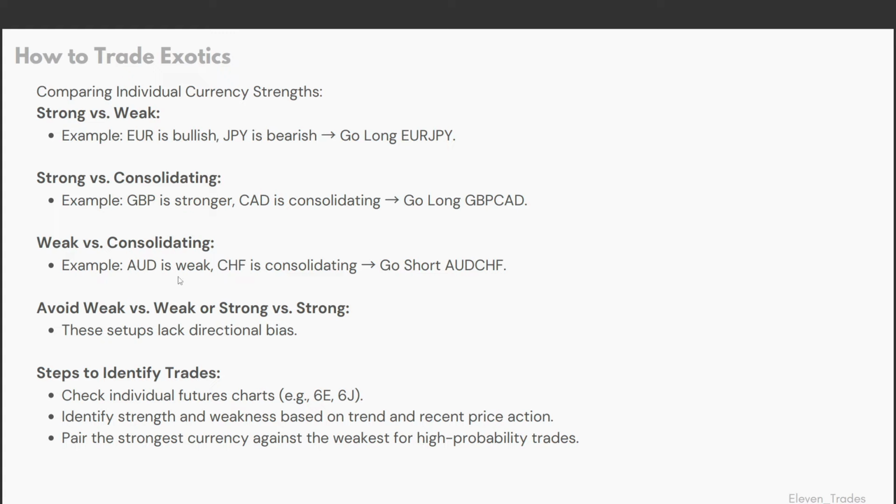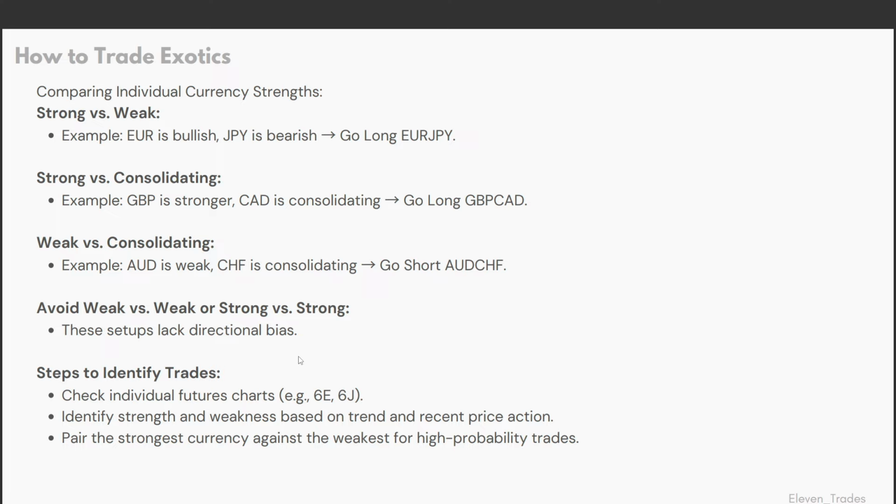Now weak versus consolidating. In this example, if the AUD is the weak pair and the CHF is consolidating, we will short the AUD because the AUD is dominating the CHF, which is consolidating, and it will move to the downside. Now you will avoid the weak versus strong pair, the weak versus weak pair, and the strong versus strong pair because it lacks directional bias.